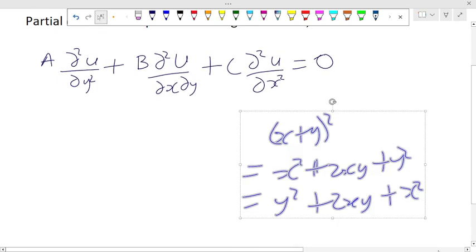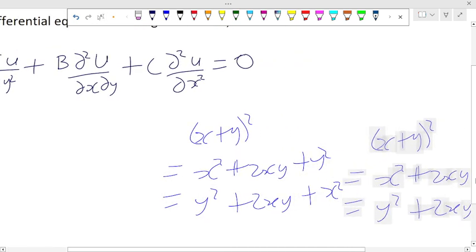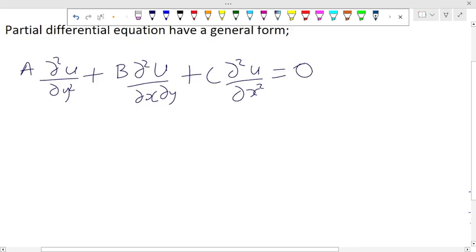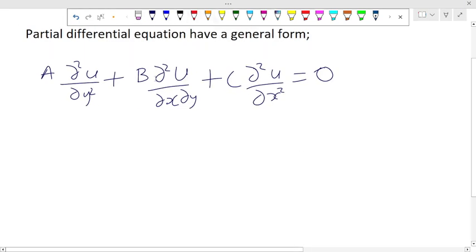So it's an easy way to recall this general form, and of course the constants here are a, b and c, and this is the second derivative.